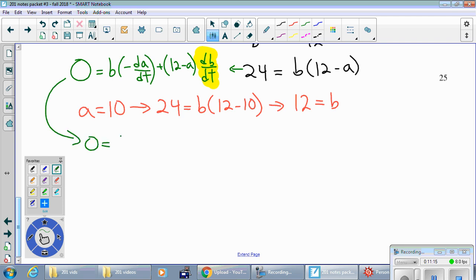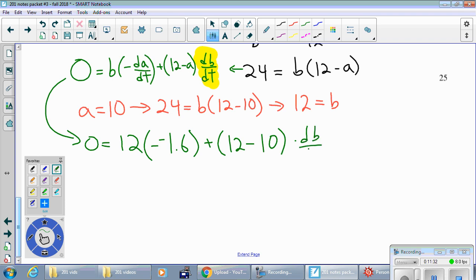0 equals, so we said B was 12, negative dA/dt. dA/dt was itself negative 1.6, so that's going to become positive. Continuing with the green equation, plus 12 minus this A, which is 10, times dB/dt. That's the unknown. I'll leave that right there. And then it's just arithmetic and a tiny bit of algebra. 0 equals 12 times 1.6. I feel like I should know that. Is that 1.92? 19.2, 19.2, how about that? Plus 2 dB/dt.